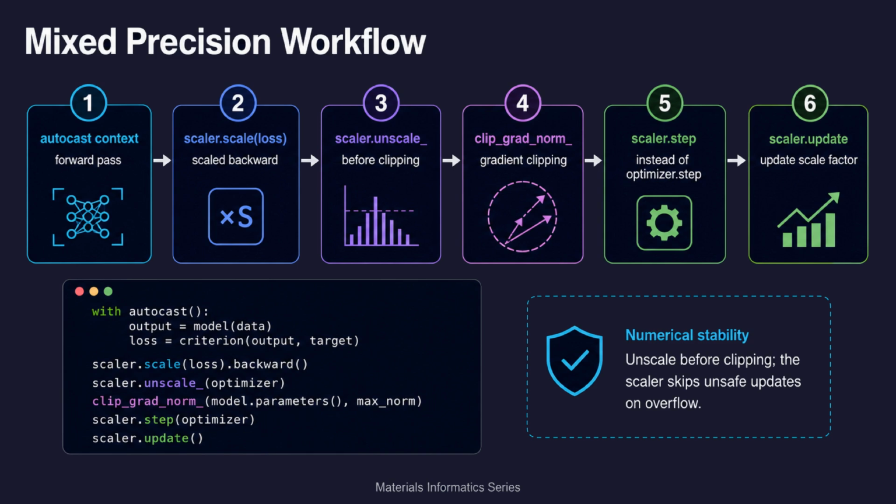Call scalar.unscale before gradient clipping to work in FP32. Apply gradient clipping with clipGradNorm. Use scalar.step instead of optimizer.step. Finally, call scalar.update to adjust the scale factor. This workflow prevents numerical issues while maintaining speed benefits.